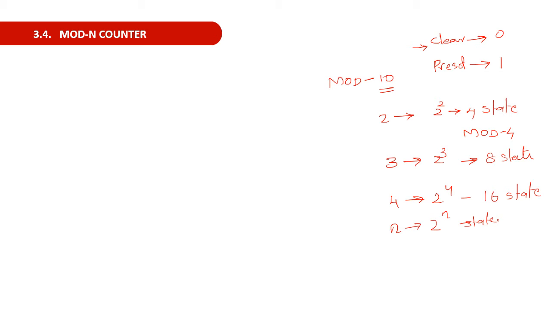Here we need a mode 10 counter. That means we need 10 output states. If you are using 3 flip-flops, we can obtain only 8 states. If you are using 4 flip-flops, you can get 16 states. So you have to select a 4 flip-flop counter. That means to construct a mode 10 counter, you have to use a minimum of 4 flip-flops. Similarly, if you want to construct a mode 6 counter, using 2 flip-flops you can get 4 states, but mode 6 means you have 6 states. So you cannot obtain a 6-state counter using 2 flip-flops. If you are using 3 flip-flops, you can get 8 states. So you have to use a minimum of 3 flip-flops to get a mode 6 counter.